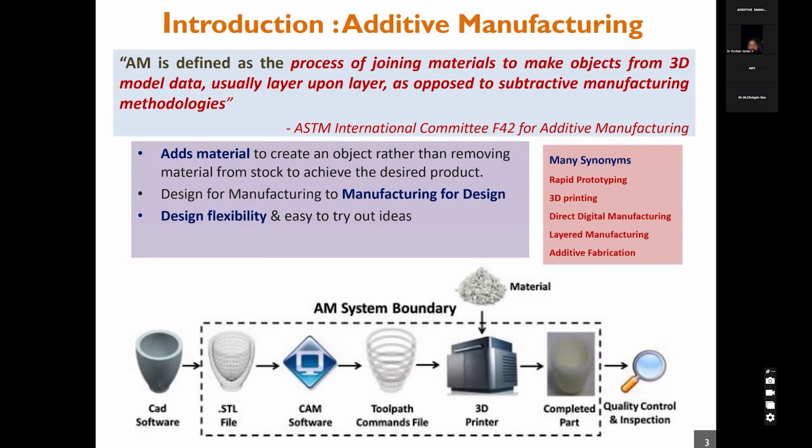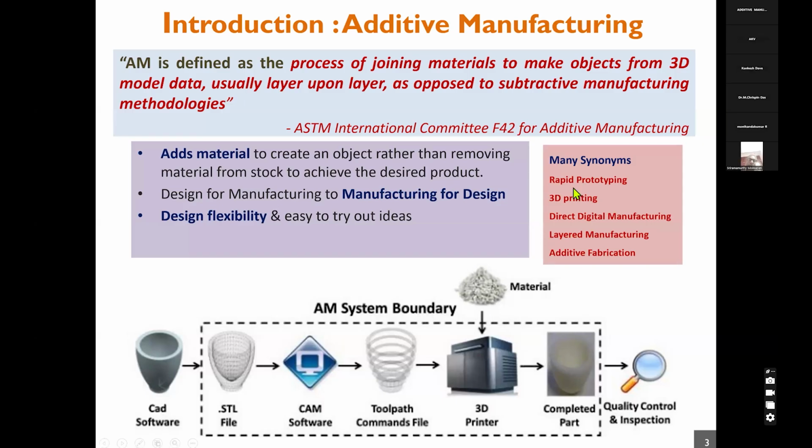So you all may be familiar with additive manufacturing, since I think some talks have already happened in this area. So anyway, for the sake of completeness, I would be touching upon this. Additive manufacturing is defined as the process of joining materials to make objects from 3D model data, usually layer upon layer as opposed to subtractive manufacturing methodologies. This is the classical definition given by the ASTM F42 Committee for Additive Manufacturing.